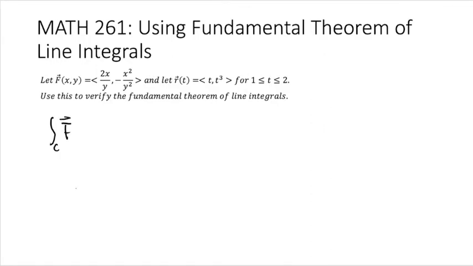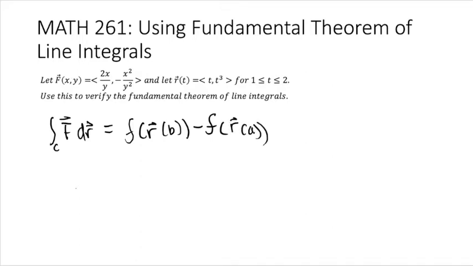be F dr, and then that's going to end up equaling f of r of b minus f of r of a. So in order to verify this, we're going to solve this example here.